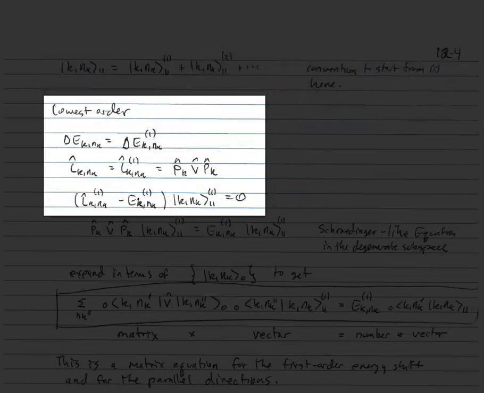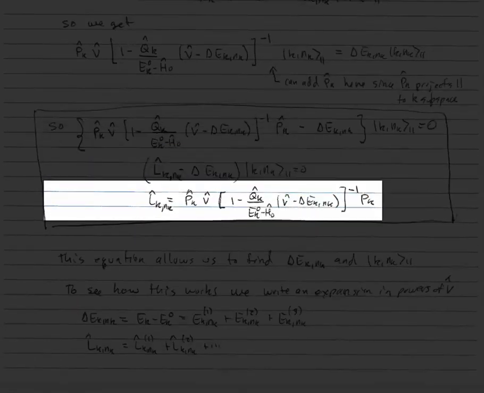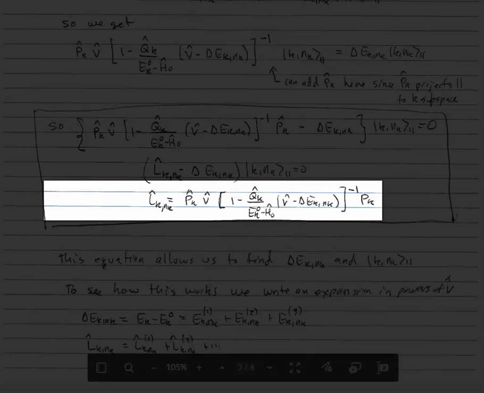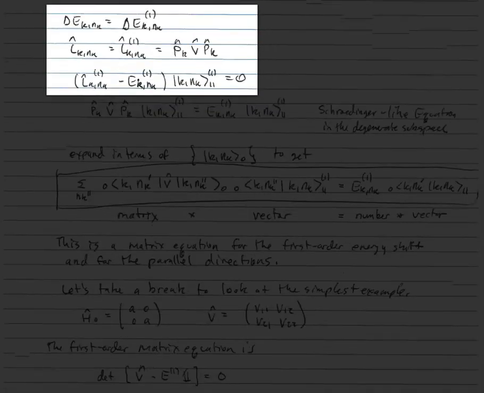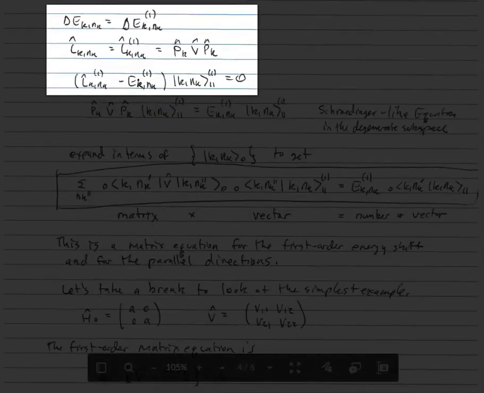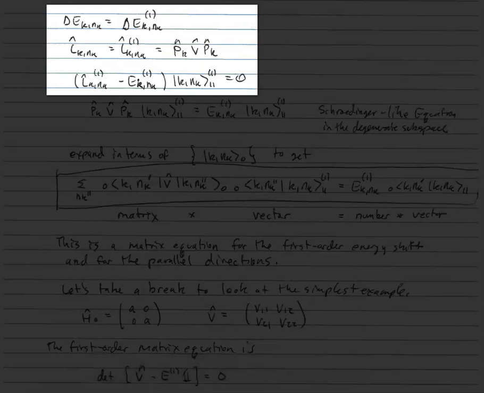All right, so for lowest order, delta E k, nk will be E k, nk of 1. L k, nk will equal L k, nk of 1, which is just P k V P k. Let's go back to that equation and take a quick look at it. You can see that I have a V on the left-hand side there, and that means that that big expression with the 1 minus Q k, etc., inverse, I just approximate that by a 1, and I just get P k V P k. Okay, so that L k of 1 is P k V P k, and we now have this eigenvalue equation.